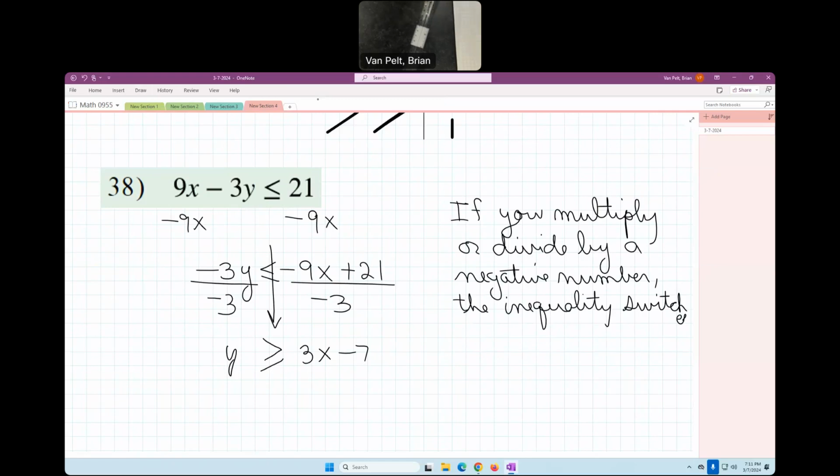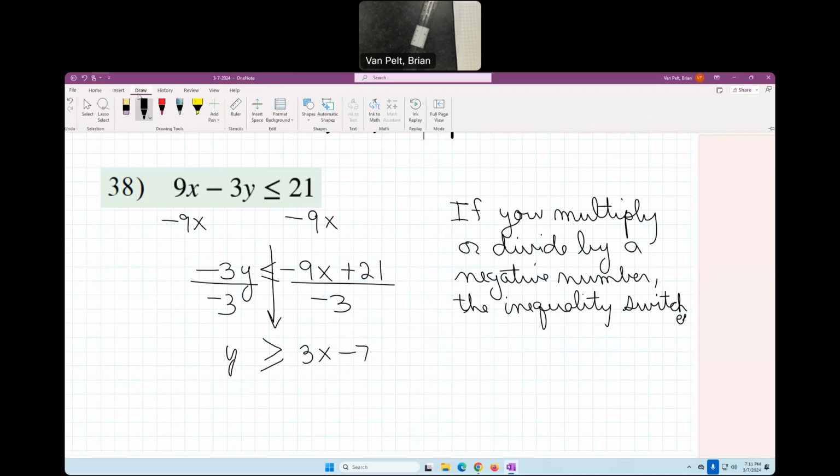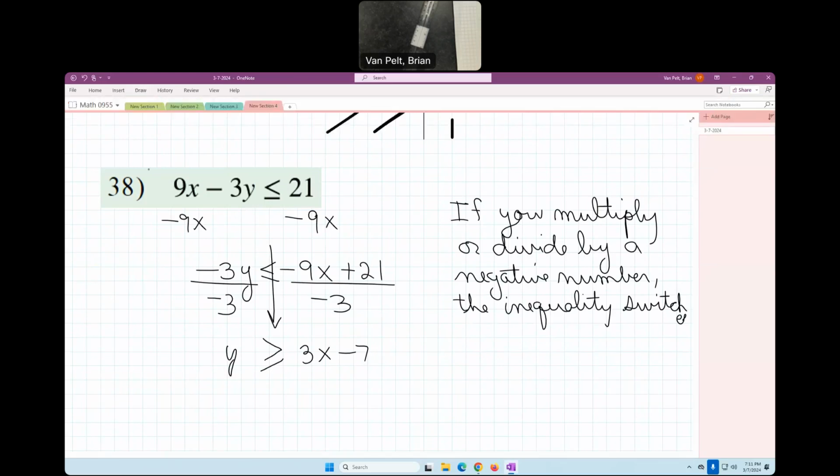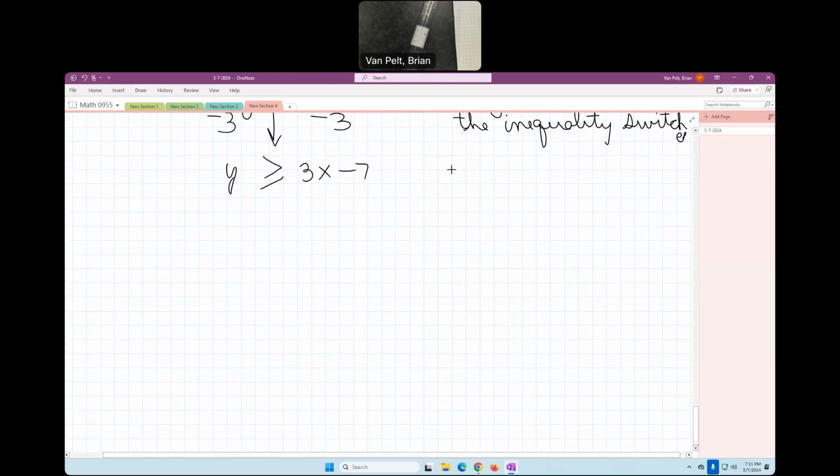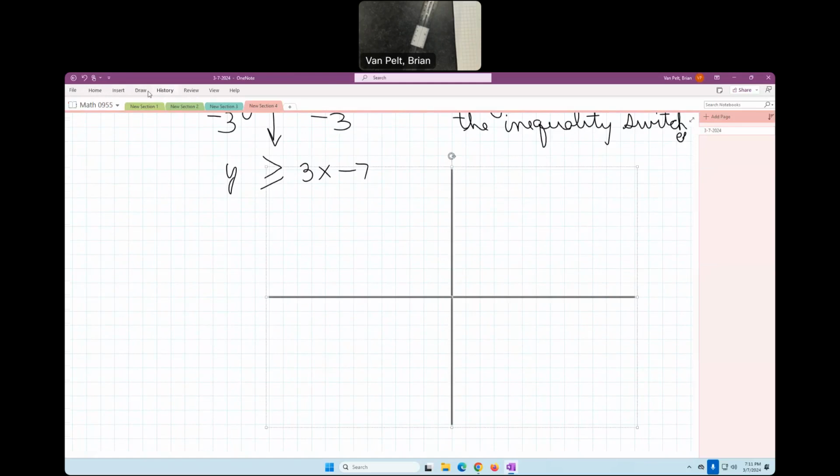Solid line or dashed? Solid. Above or below? Below. Try again. Where's y at? Is y bigger than or less than? Bigger, that means above. If you do 0, 0, if you do 0 for x and 0 for y, well, let's graph it first. You don't want to do that before you graph. Let's get that going. Above is correct, in this case, because the inequality switched on you.